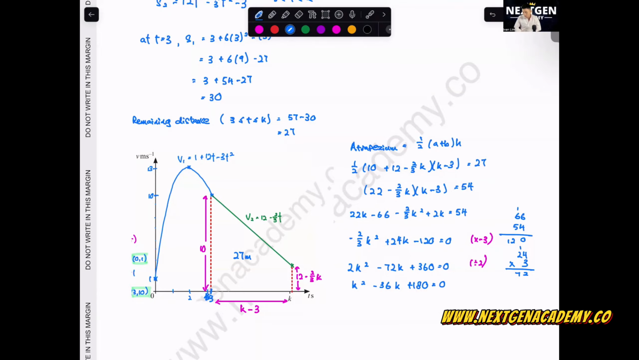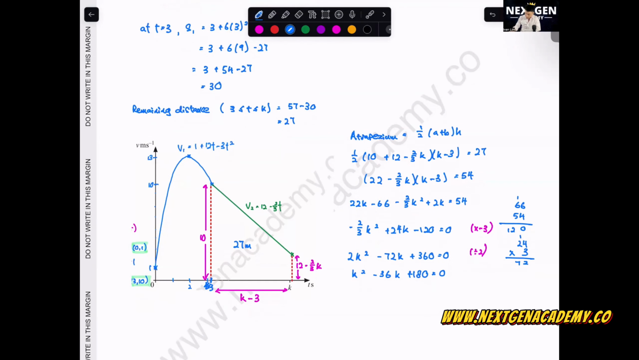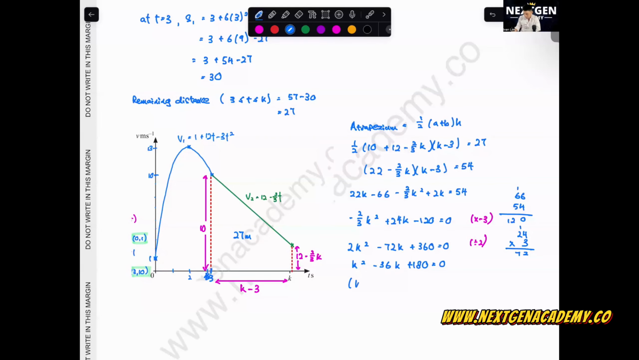How can we find the factors of 180? Either you factorize it or you put it into the quadratic formula. This one actually gives a nice value. So we will get k minus 6, k minus 30 equals 0. k equals 6, and then k equals 30. We will use k equals 6 because this is the first time it happens. So we reject this one.